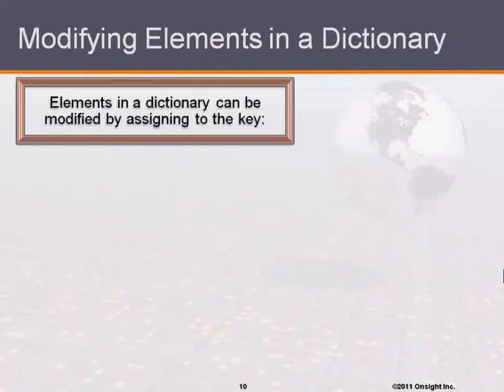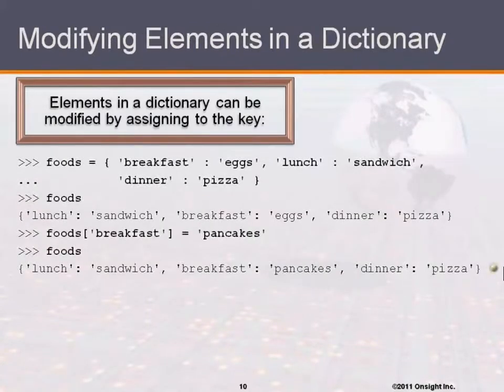We can modify elements in a dictionary, which will actually modify the dictionary itself. So let's create our familiar foods dictionary. Breakfast is eggs, lunch sandwich, dinner pizza. Show its content. And then we're going to say, let's change our breakfast choice. Let's change the breakfast to pancakes. So this is assigning to key breakfast the value pancakes. When we look at foods again, notice that breakfast changed from eggs up here to pancakes. So remember that dictionaries are mutable. That means we can change them.